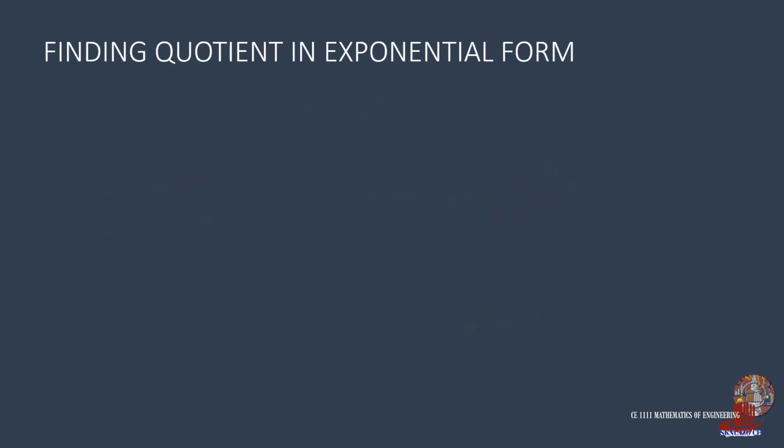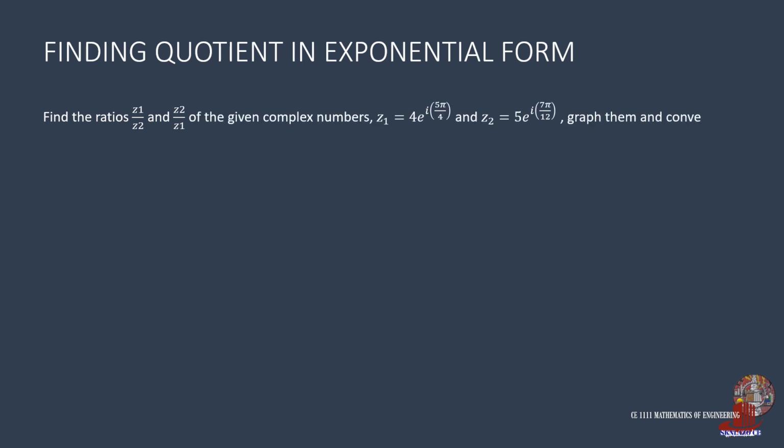Let's discuss the procedure in detail through an example. We are to look for the ratios of z1 over z2 and vice versa of the two given complex numbers, graph the outcomes, and convert the same in Cartesian forms. Let's start with z1 over z2. That is 4e raised to i times 5 pi over 4 all over z2, which is 5e raised to i times 7 pi all over 12.